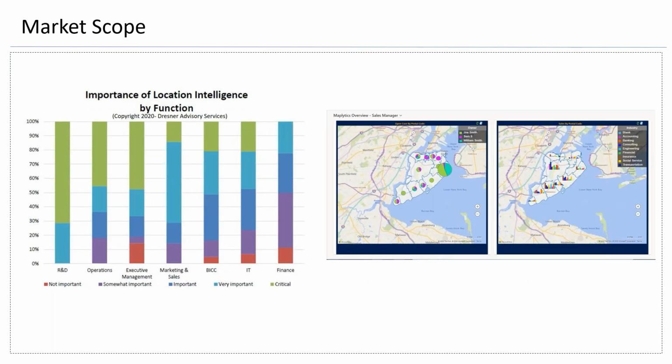Moreover, in any business, locational intelligence is being used by people in various job functions. It is not just limited to the C-level corporate leaders of the company, but also the people in R&D, operations, marketing and sales, and many other job functions. And they are utilizing the location information in their day-to-day work.